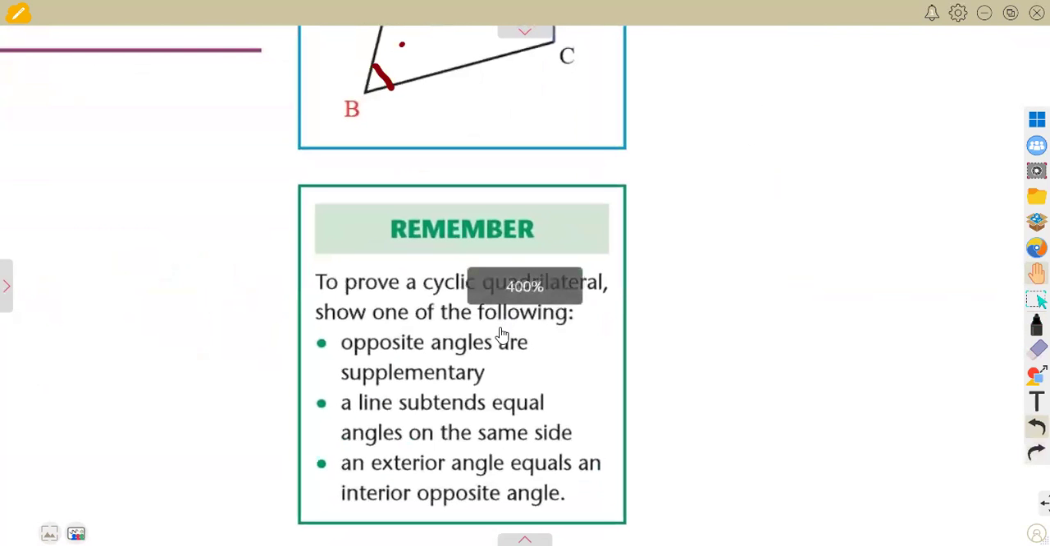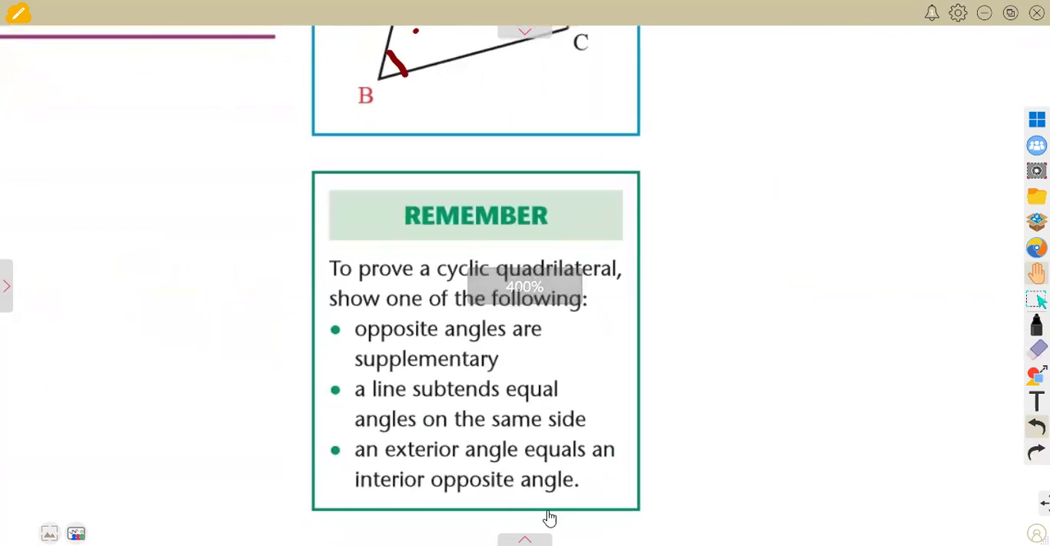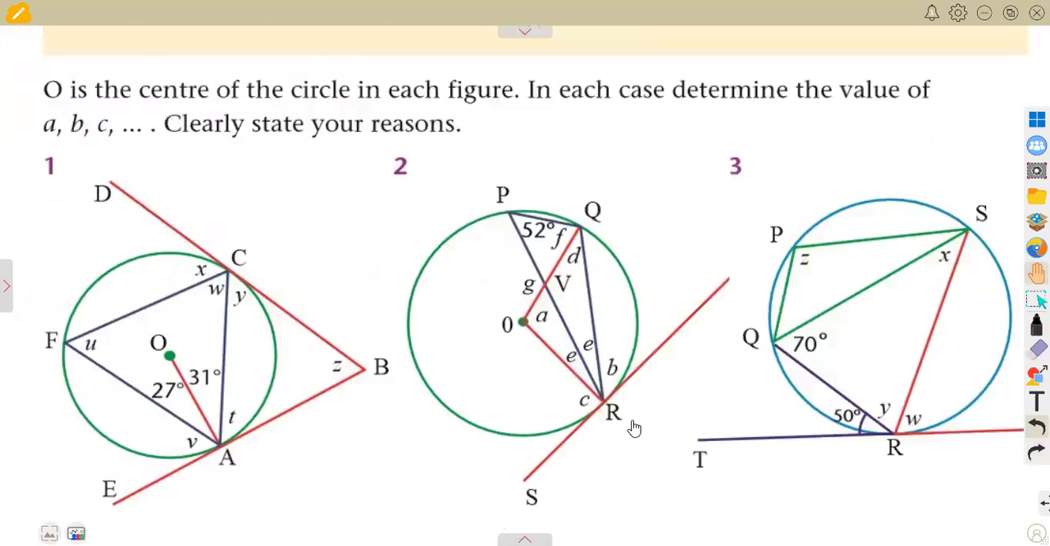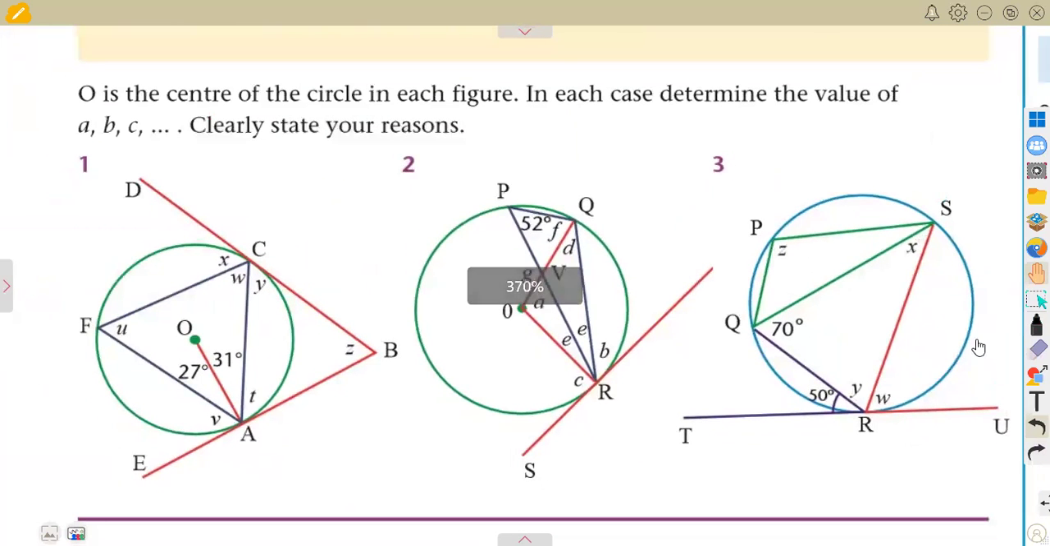Then also to prove a cyclic quadrilateral, I talked about this. Also, just make sure that you remember this. Always remember that. It's very, very important that you remember that. All right, let us go through to our today's exercise.